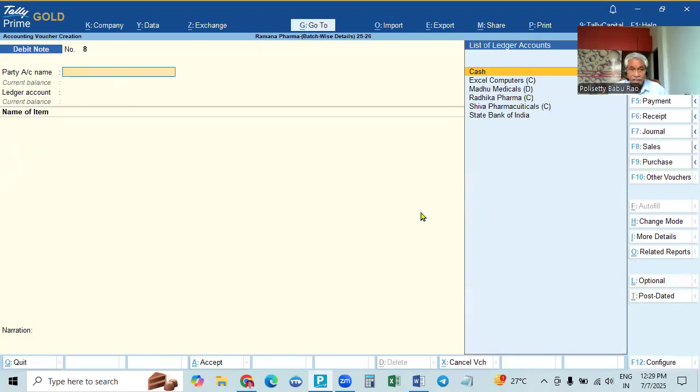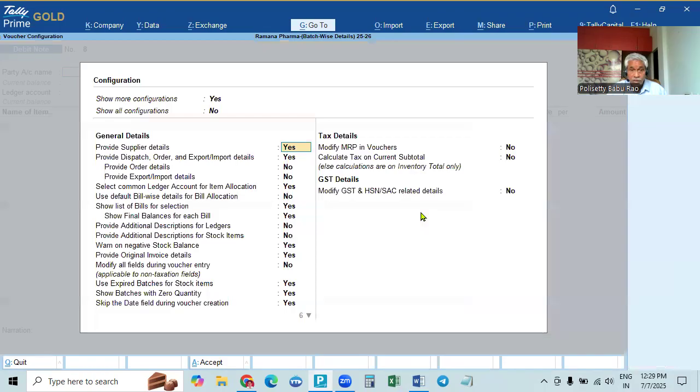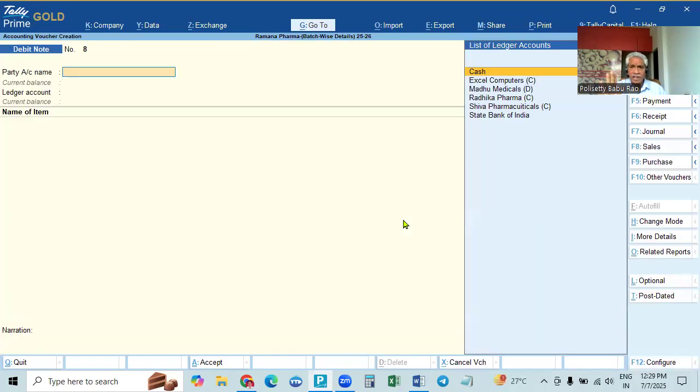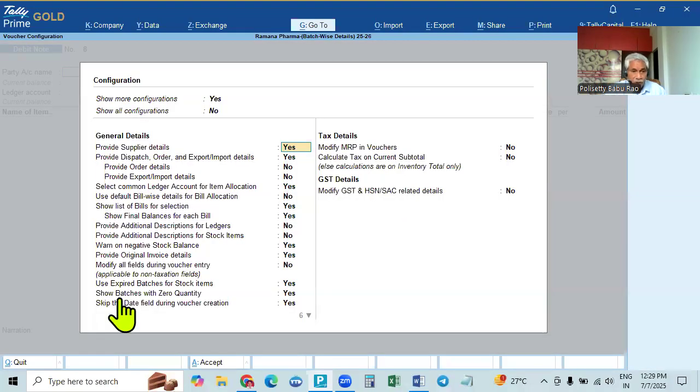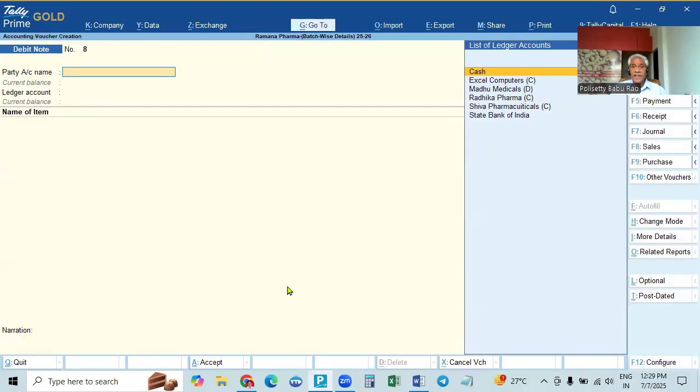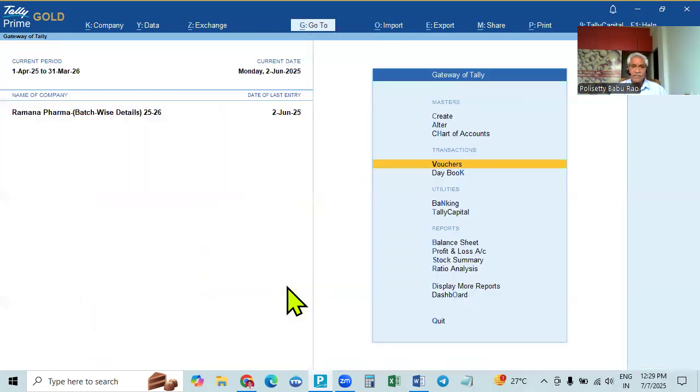So now we have sold it, and immediately again we have to go to F12. Not only this, for all the suppliers we have to make all the return entries, and then after completing that, in the same voucher, debit note, F12 you go, and Use Expired Items for stock items, make it no. If you forget and leave it as it is, when you are selling next time, it will show the expired items also. By mistake we will sell them also, which should not be sold. Okay, like this we will do.